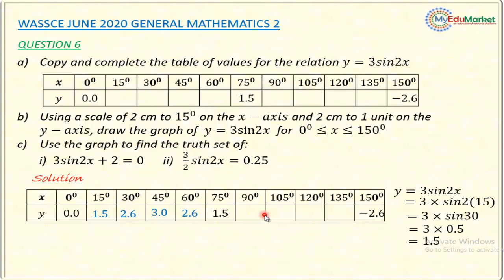So after continuing, if x is 90, I'm going to have 0.0. If x is replaced by 105 degrees, I'm going to have the corresponding value of y as minus 1.5. Replacing x by 120, I'm going to have the corresponding value of y as minus 2.6. Replacing x by 135 degrees, the corresponding value of y is going to be minus 3.0. So my table is now complete. So I have answered question number A.